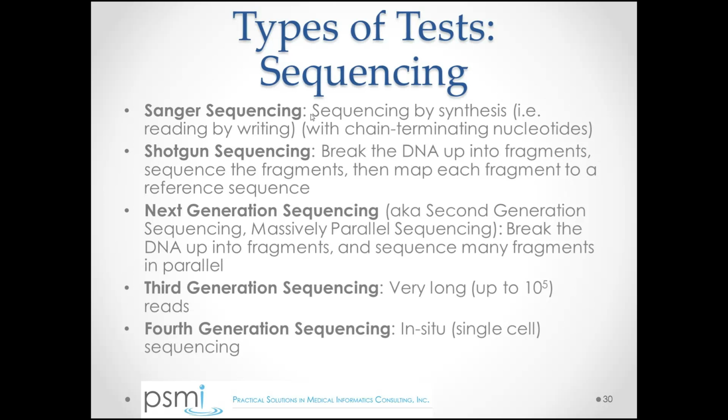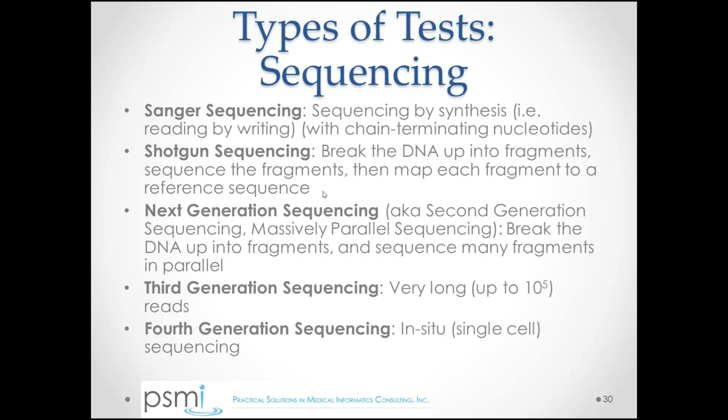Sanger sequencing is the basic process of reading by writing with chain terminating nucleotides. Shotgun sequencing is the process where you break the DNA up into fragments, sequence the fragments, then map each fragment back to a reference sequence. Next generation sequencing is generally synonymous with massively parallel sequencing, like we just looked at on the prior slide, where you're breaking the DNA up into fragments and sequencing many fragments in parallel.